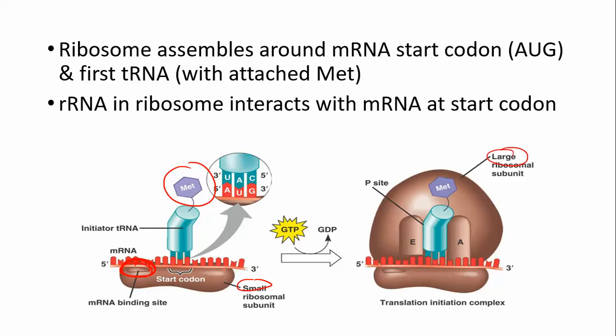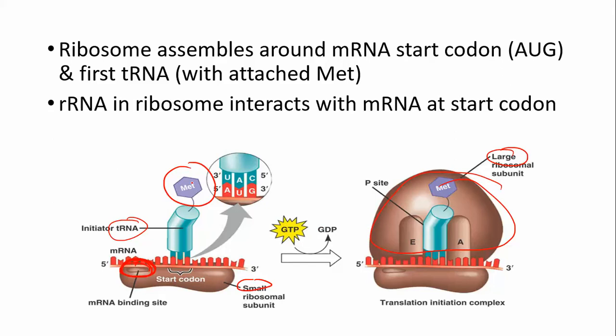So the small subunit tends to bind to the mRNA, and then a tRNA gets associated with the start codon. This tRNA is called an initiation factor, and it's going to start the process of translation, and it's got a methionine attached on the other end. What happens next is the large subunit of the ribosome will attach on top of that, and then this process is ready to get started.